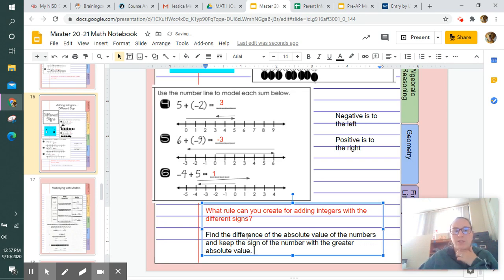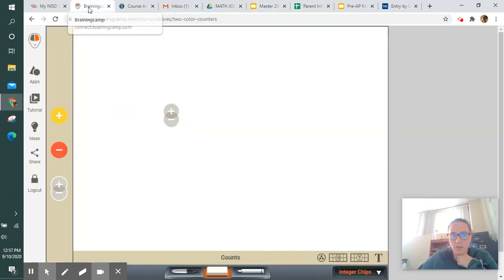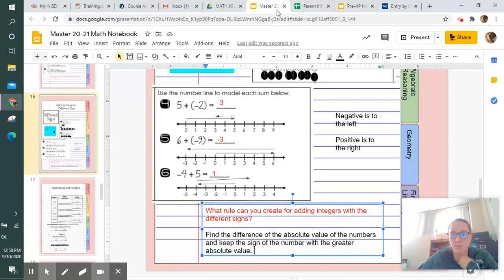And remember, when you guys are doing your assignment for today, you can go back to your portal and you can use this braining camp and you can put all the pieces on there and you can match them up and put them right below each other. Okay? And then you can make your pairs that way and zero them out to help you. Okay? Or you can write it on a piece of paper.